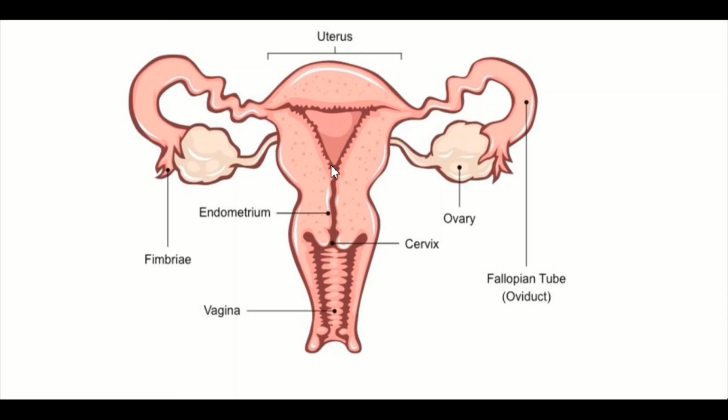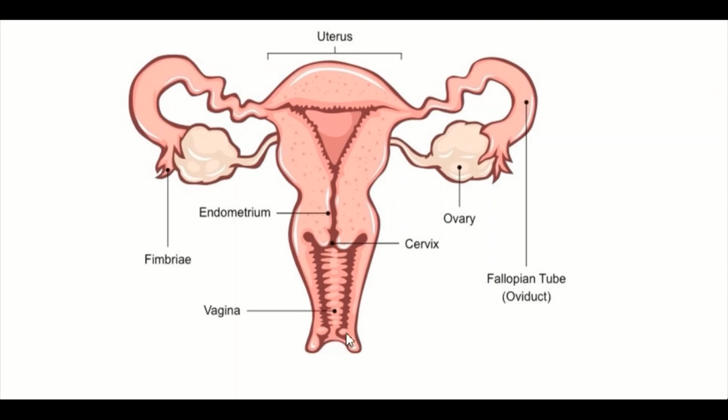And then down here we have the neck of your uterus, which we usually call the cervix. So the cervix is the neck of the female reproductive system. It is usually narrow, but obviously during baby delivery it will stretch to allow the baby to come out of the uterus. And then lastly here we have the vagina or the birth canal.